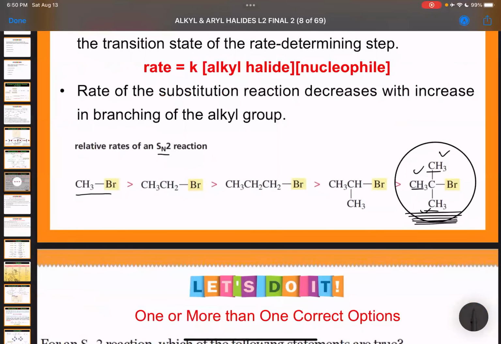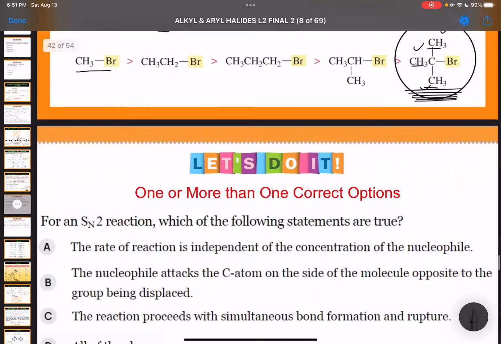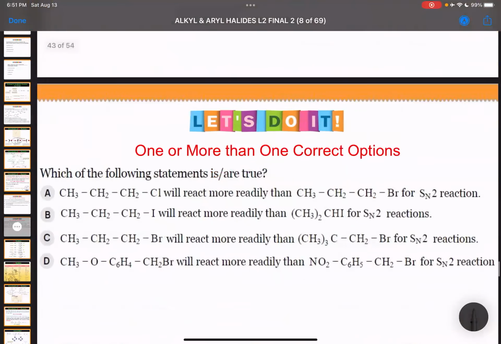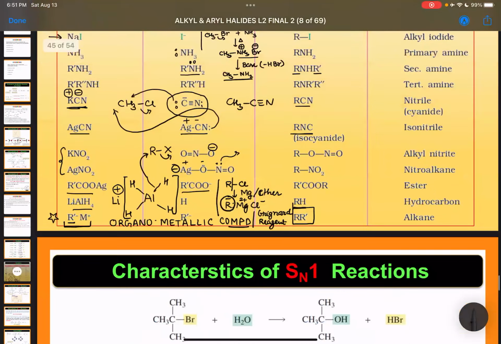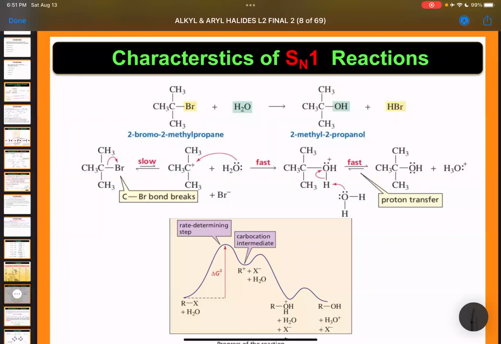SN2 can't happen, but that doesn't mean that the substitution can't happen. Substitution can happen, but it doesn't happen by SN2 mechanism, which involves simultaneous arrival of nucleophile and simultaneous departure of leaving group. Instead, it happens by another mechanism, which is known as SN1 mechanism, right? So what do you understand by the term SN1? Substitution nucleophilic unimolecular.